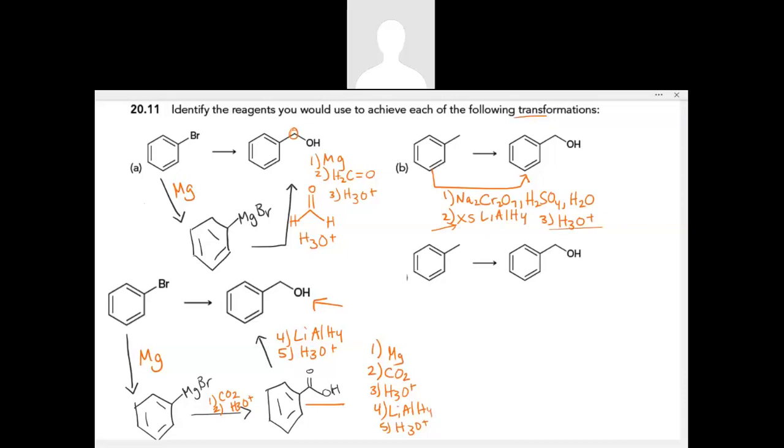Then in another path down here, in our first step, if we wanted to brominate at our benzylic position, if you recall, we could use NBS, N-bromosuccinimide, and heat to accomplish that radical bromination at the benzylic position. And then in a substitution reaction, we could substitute for that bromine as our leaving group with our hydroxyl group here and generate our benzyl alcohol product.